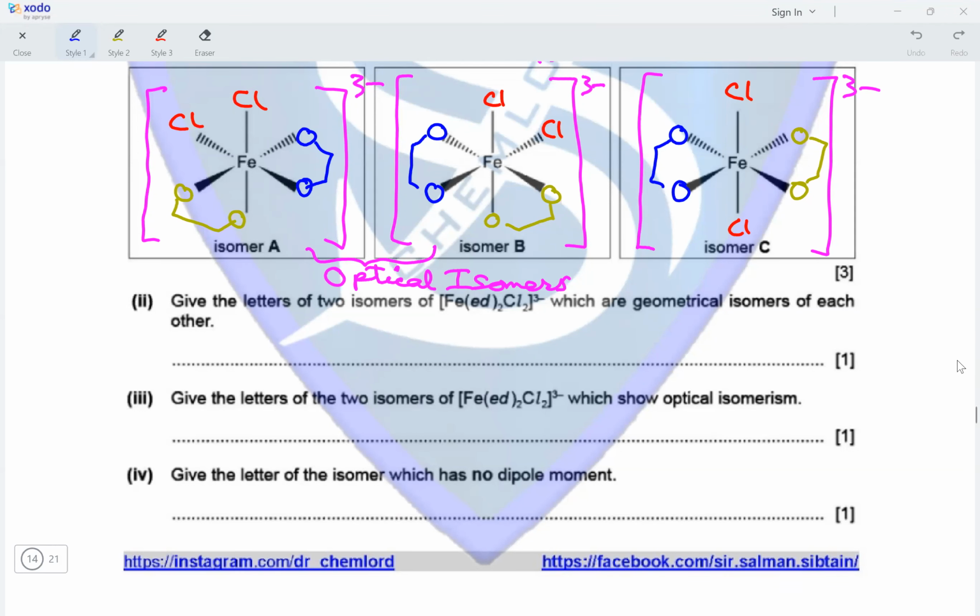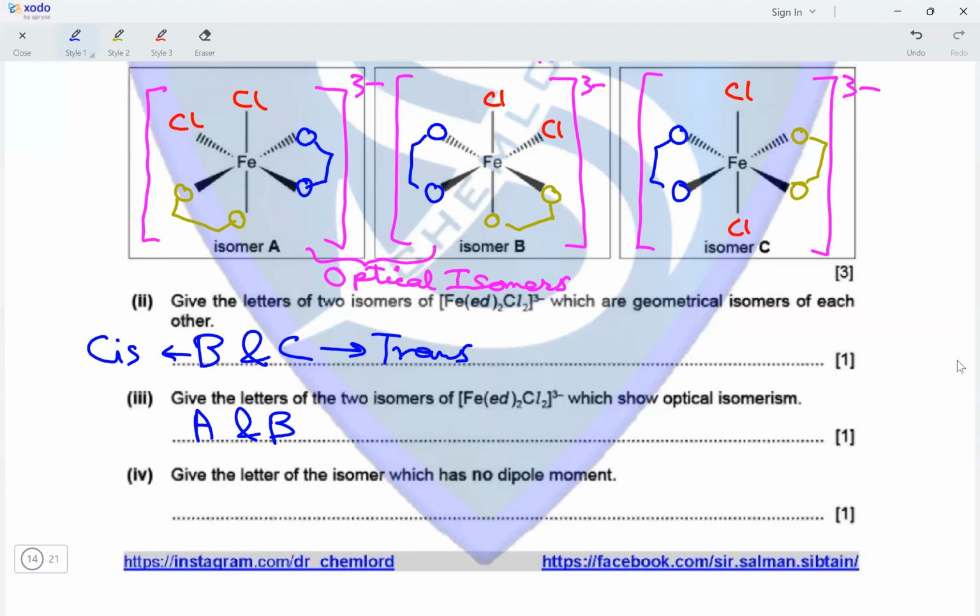Give the letters of two isomers of the complex which are geometrical isomers of each other. So here the geometrical isomers are B and C, B being the cis isomer and C being the trans isomer. Give the letters of the two isomers of the complex which show optical isomerism. A and B both are cis isomers which are optical isomers of one another.